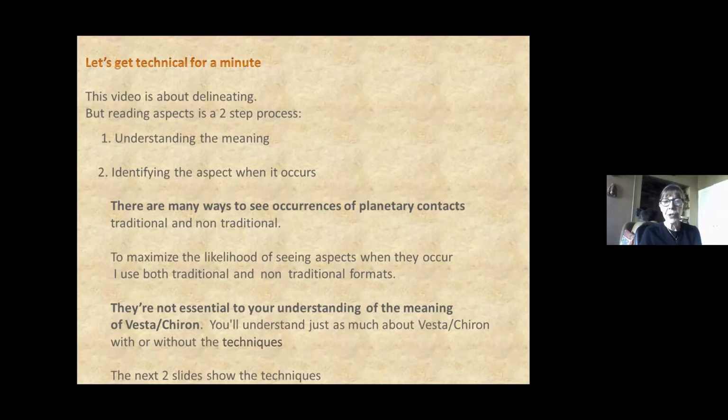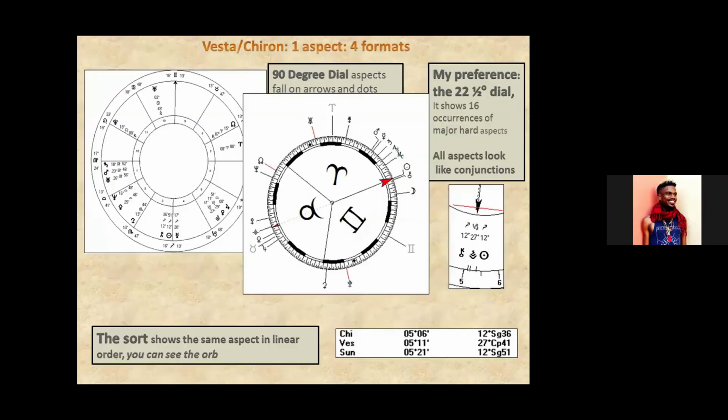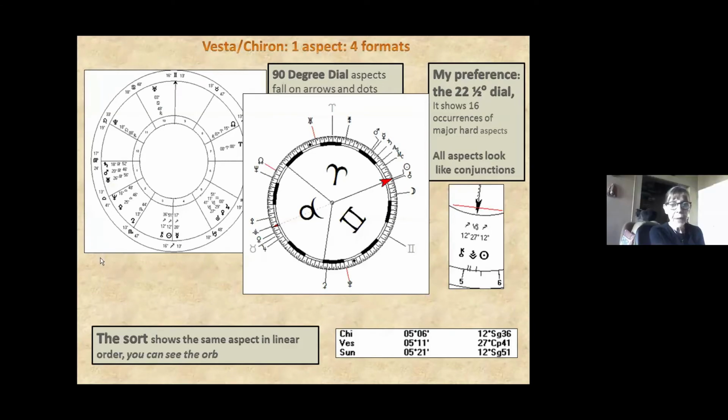So to maximize the likelihood that I'm going to see as many aspects as I possibly can, I use traditional and non-traditional. You don't have to. That's the way we're going to go for the next 5 minutes, but really you can take all of this information home with you, use these delineations for Vesta Chiron, and you'll be good. So they're not essential to your understanding. You'll understand just as much about Vesta Chiron without understanding the techniques, but 2 slides, here they are. So we're going to be looking at one aspect in 4 different formats.